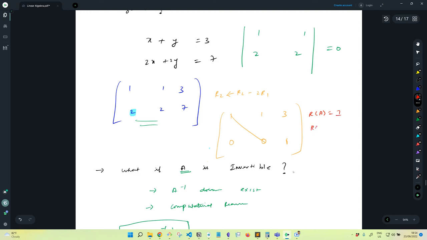What is rank of A? The rank of A is 1 and the rank of augmented matrix A comma B is 2, right? Now here we encountered a case where R of A is not equal to R of A comma B. So then, according to my formula there, basically this system has no solution.